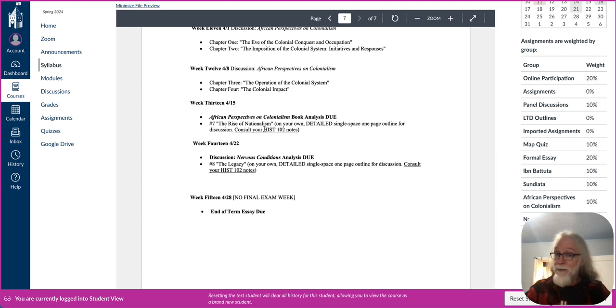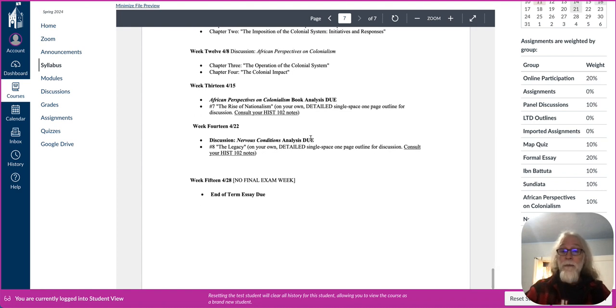Then back to Basil Davidson. Then, excuse me, a book analysis about Nervous Conditions. I'm going to put up a discussion post in here somewhere about this, okay? I'll figure that out during spring break. It's a novel. It's a fun read. Kind of saving it to the end. It's a day's worth of discussion if this was a face-to-face class.